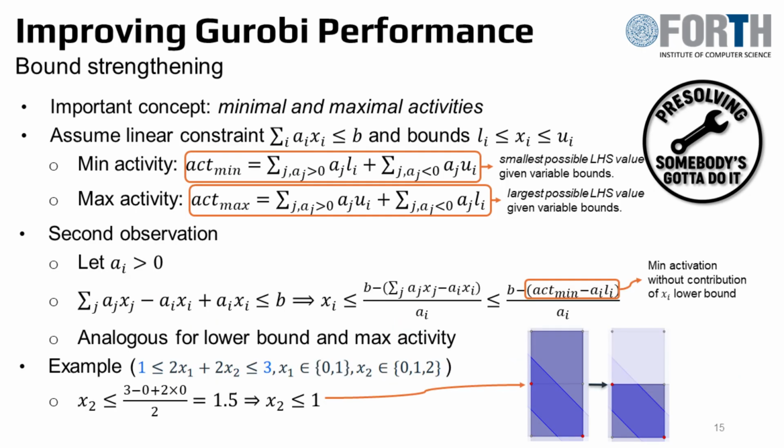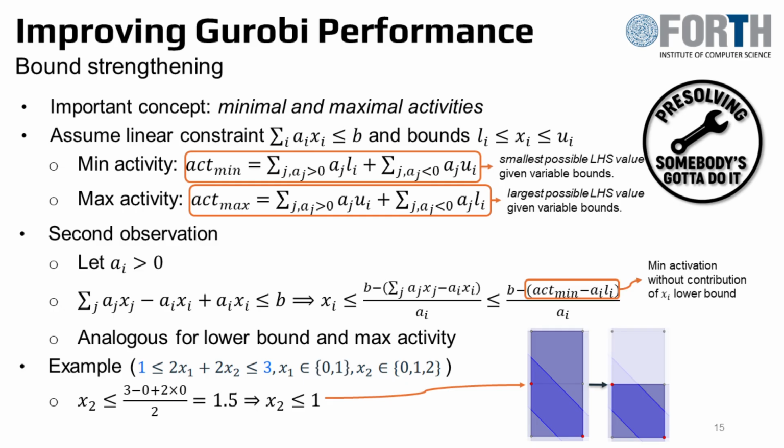Using minimal and maximal activities, we can derive tighter bounds on variables. Suppose we have a constraint where a coefficient of a variable is positive. We can isolate that variable and use the minimal activity of the remaining terms to derive a tighter upper bound. In our example, consider the upper inequality. 2x1 + 2x2 ≤ 3. If we isolate x2, we obtain 2x2 ≤ 3 − 2x1.